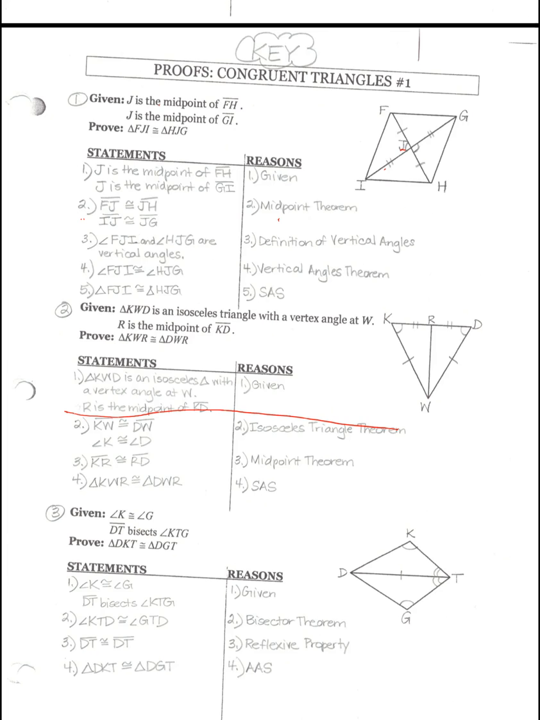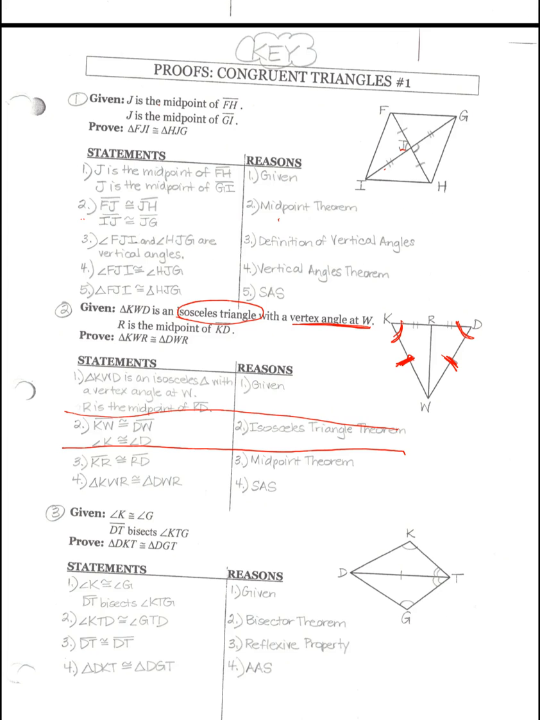KWD is an isosceles triangle. That means that 2 of its sides are equal and 2 of its angles are equal. Now, we're told that it has a vertex angle at W. Remember, vertex angle means the angle that connects the 2 congruent sides, or the angle in between the 2 congruent sides. So we have the right to say that side KW is congruent to side WD, or DW, and also that angle K is congruent to angle D. And the reason for that is the isosceles triangle theorem.